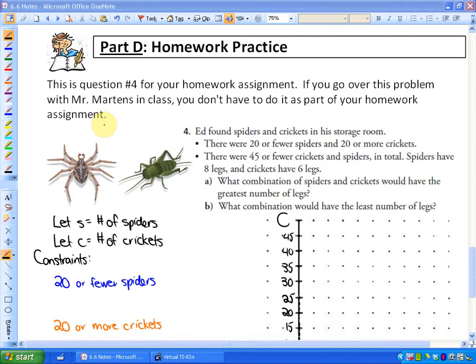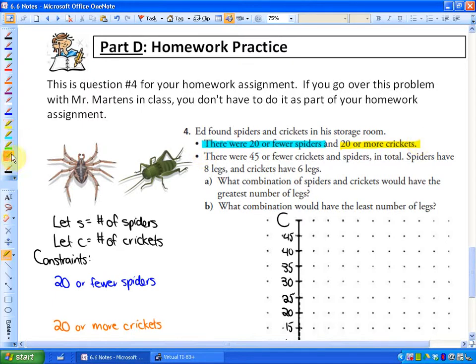Here's the problem, and we've got some nasty critters happening here. Number 4 says this: Ed found spiders and crickets in his storage room. Unfortunate. Here's some constraints. There were 20 or fewer spiders. That's a particular constraint, so I'm going to highlight that. And there's 20 or more crickets. So you can't have any more than 20 spiders, and you can't have any less than 20 crickets.